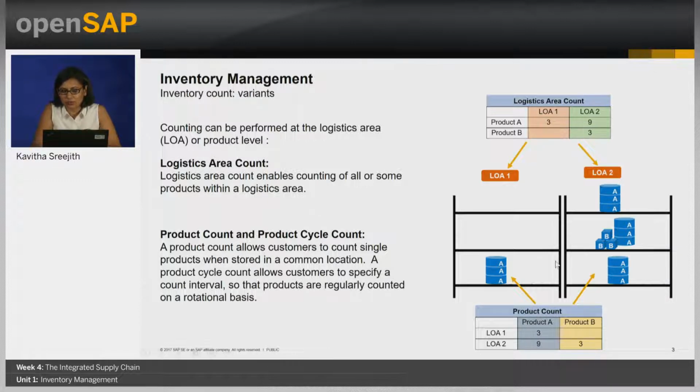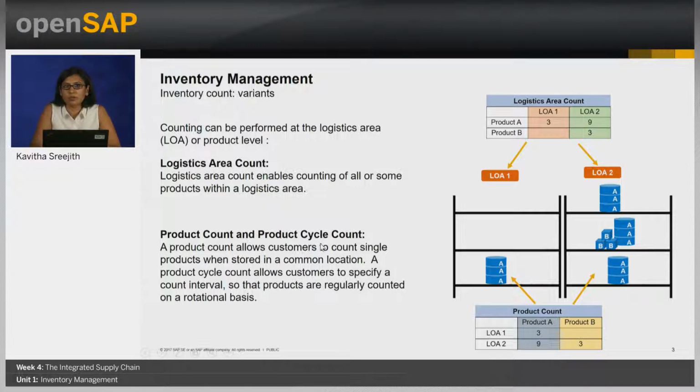The picture also shows what we just discussed. There are 2 logistic areas as we see now, LOA 1 and LOA 2. So from the perspective of the logistic area count, we can say that LOA 1 has product A and LOA 2 has product A and product B both within it. From the product perspective, we can say that product A is distributed in LOA 1 as well as LOA 2, whereas product B is available only in LOA 2.